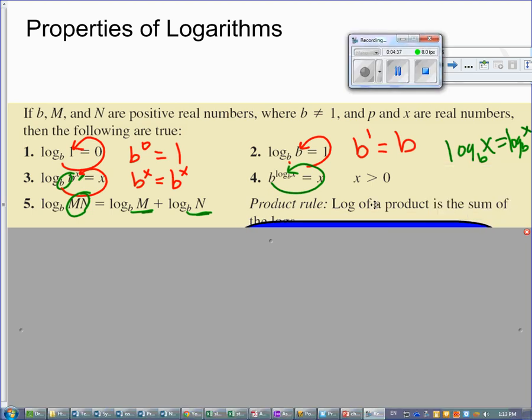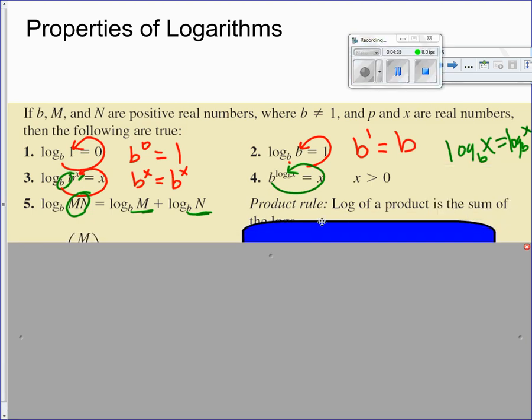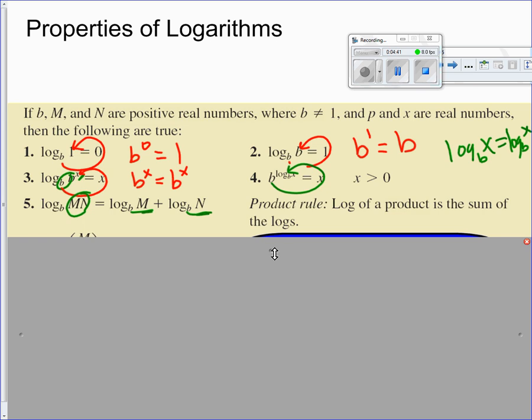So that one's called the product rule. The log of a product is the sum of the logs. And I do want you to write that entire text down. The log of a product is the sum of the logs. The log of the product is the sum of the two logs.